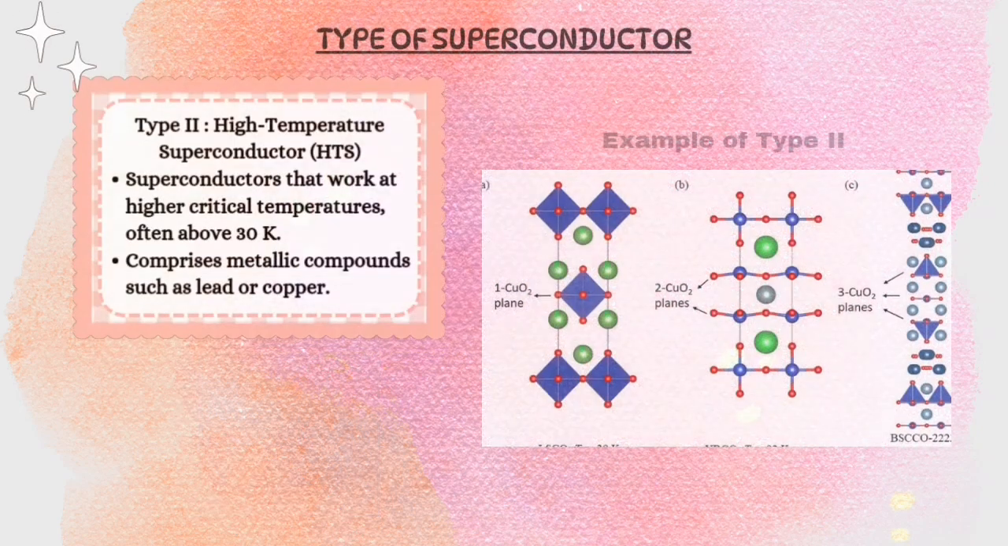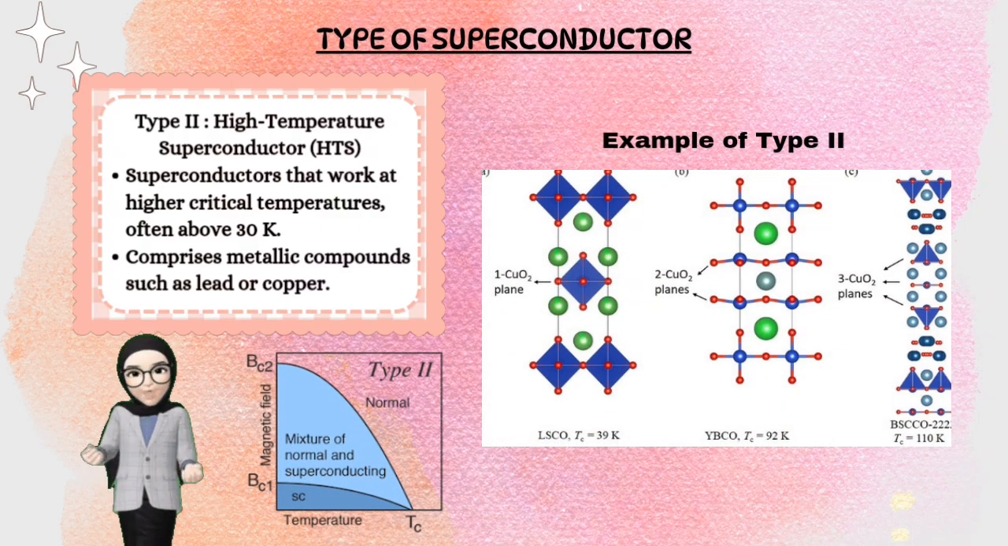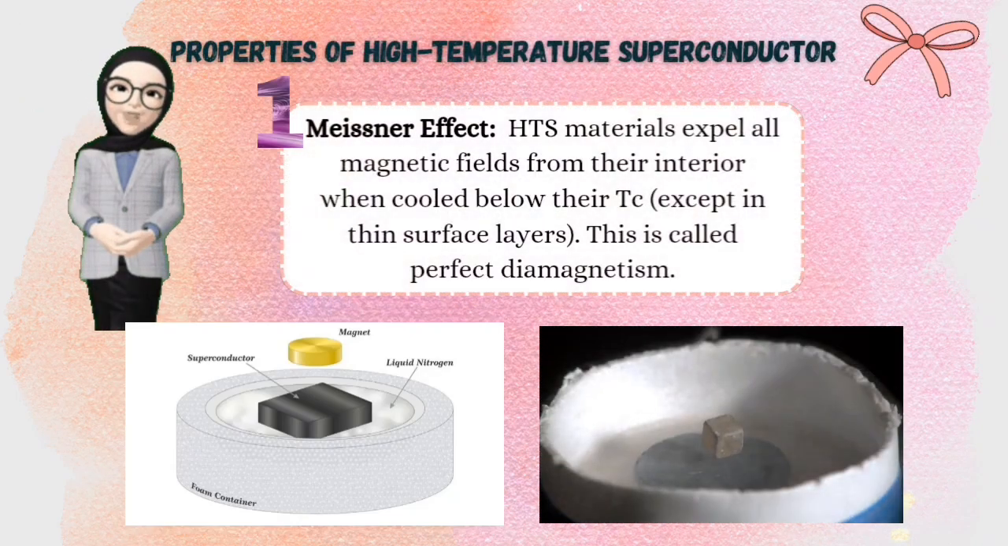Next is type 2, the high temperature superconductor or HTS. These superconductors work at higher critical temperatures, often above 30 Kelvin, and comprise metallic compounds such as lead or copper. So here we want to focus on type 2. Properties of high temperature superconductors.